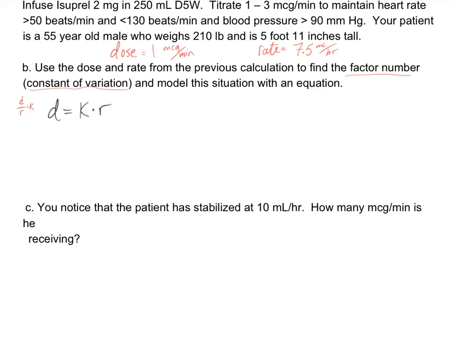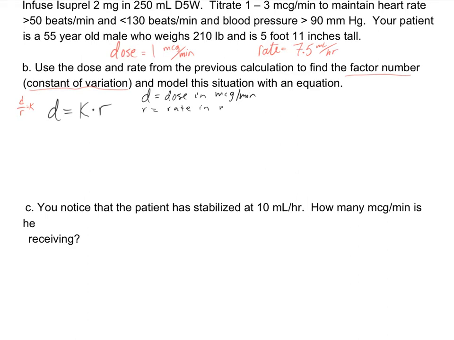We know that the ratio of the dose divided by the rate is always going to equal this constant value. And if we rearrange that, that'll give us this equation: the dose will equal K times R. And we want to be really clear what these values are. So I'm going to write them and introduce variables very much like we did in the previous week, where D is equal to the dose in micrograms per minute, and R is equal to the rate in milliliters per hour.